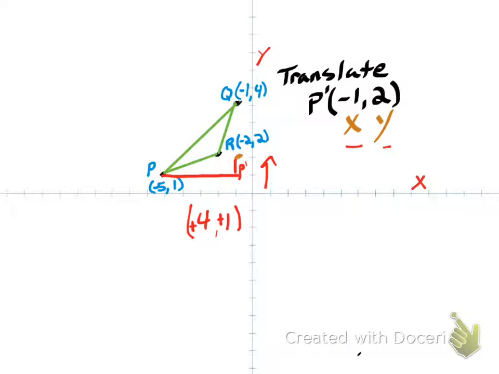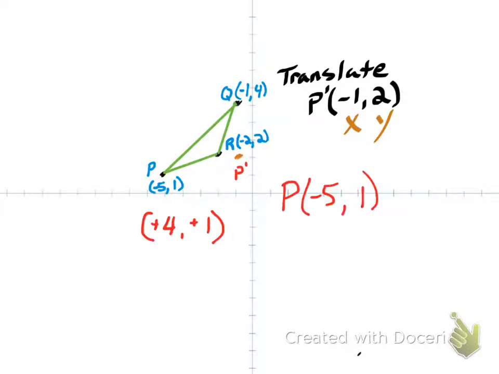So, alright, we already know where P prime is going to end up. It's going to end up right here. However, I'm going to show you how to get it with the points. We had to go to the right 4, X changes by 4, and Y changes by 1. We established that right here. So now what I'm going to do is actually do it. I'm going to add 4 to negative 5 and add 1 to 1.